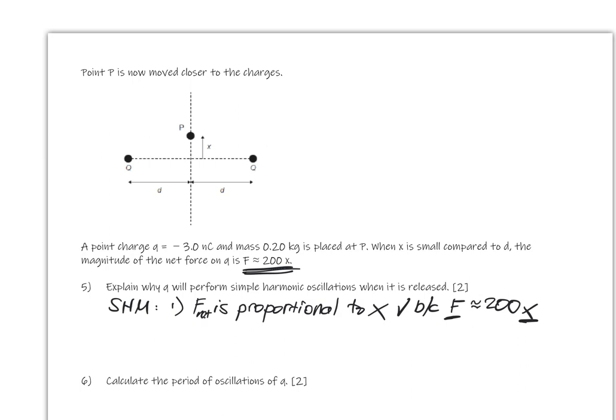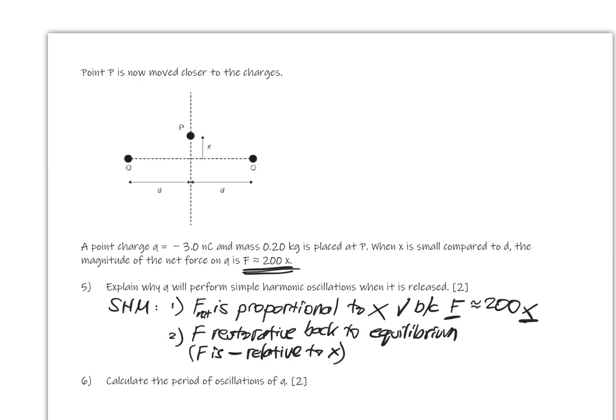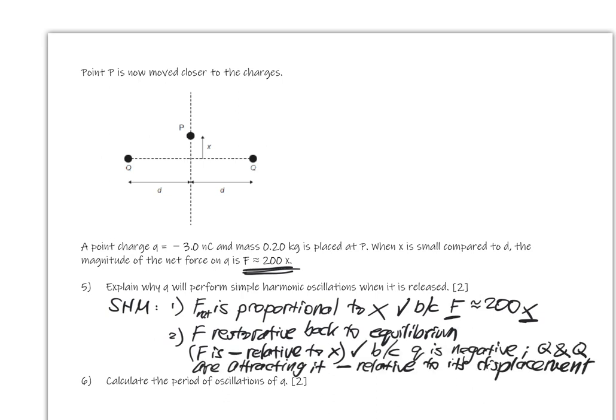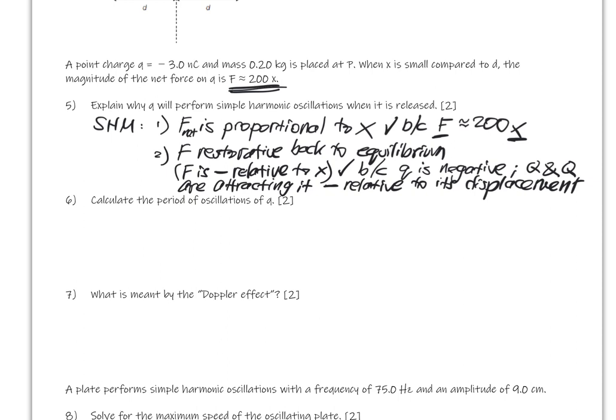All right, second condition. The force is restorative, back to equilibrium. In other words, the force is negative relative to the displacement. And that's going to be true because the charge is negative. So yes, the two big charges are attracting the small negative charge, making that force negative relative to the displacement. Number 6, calculate the period of oscillations of Q.